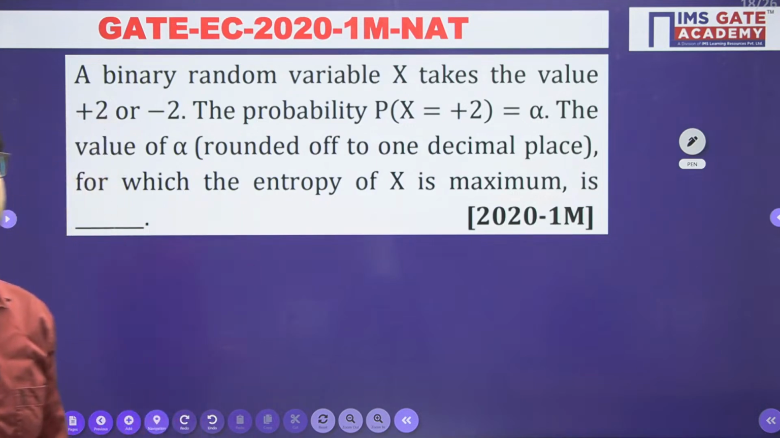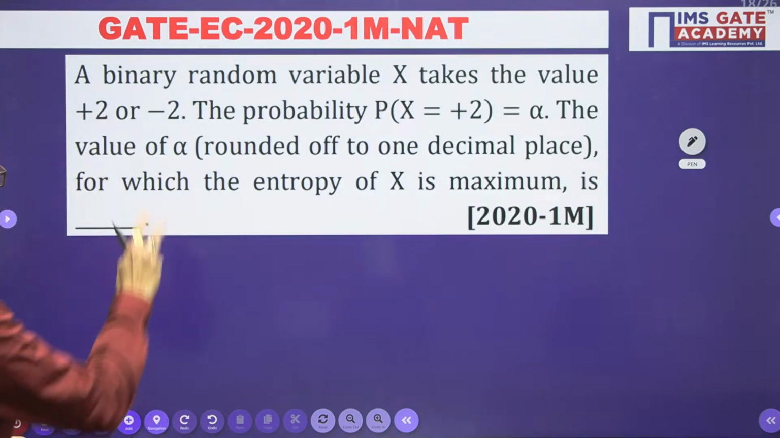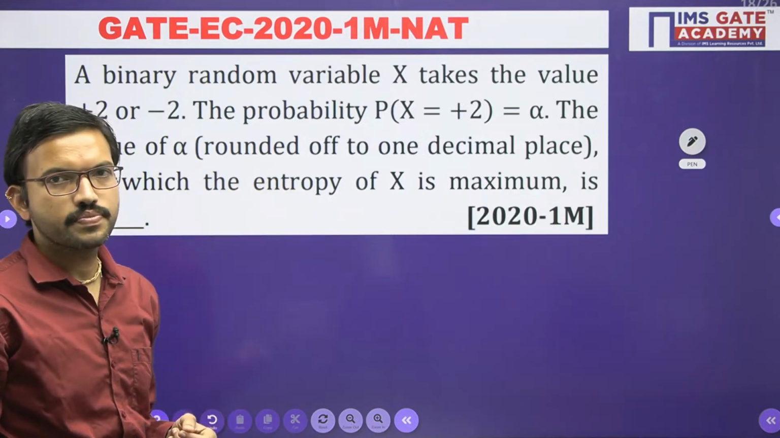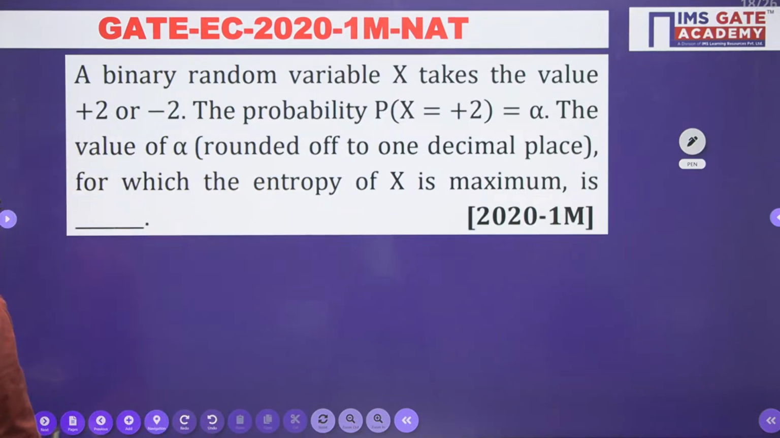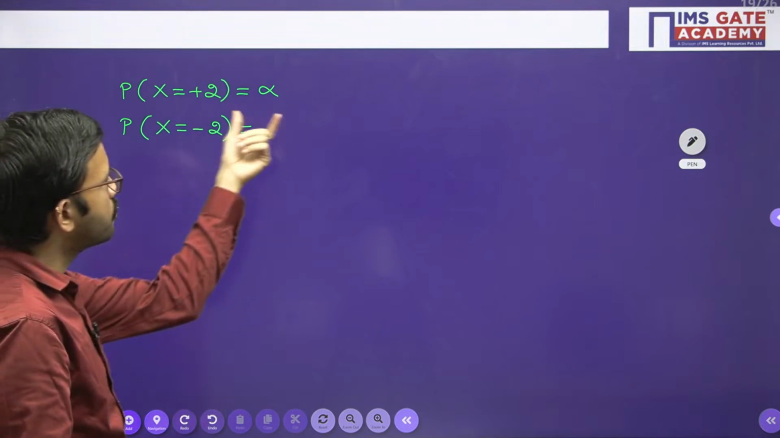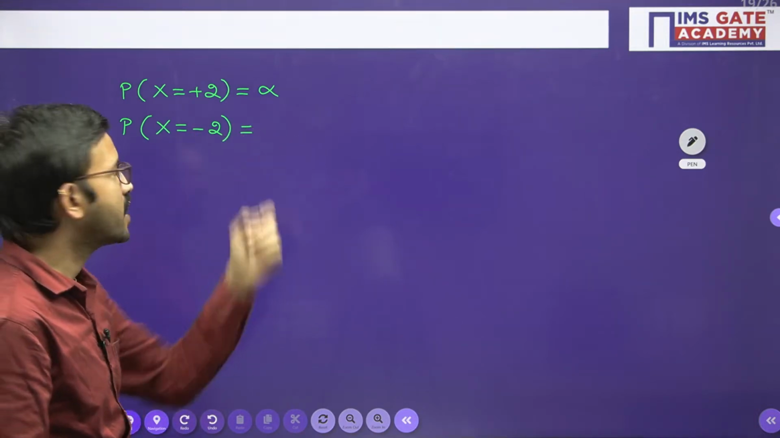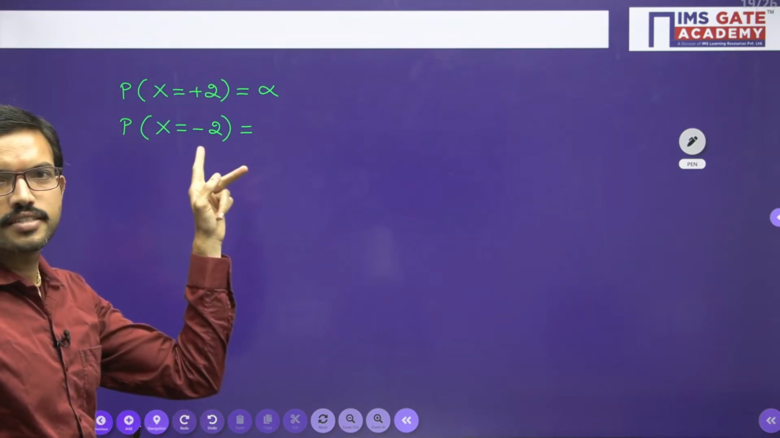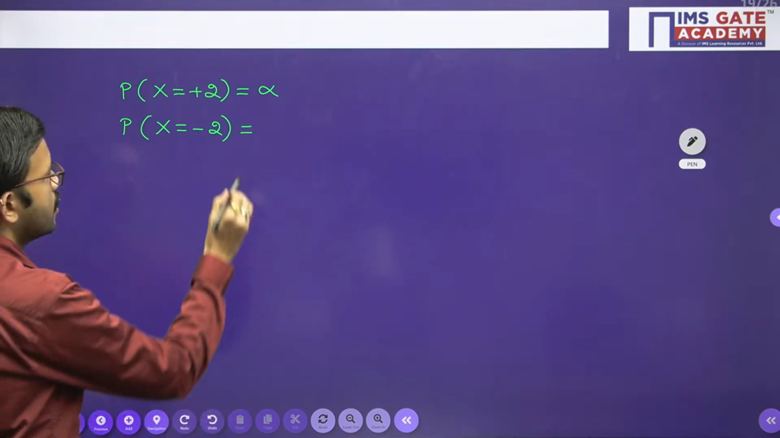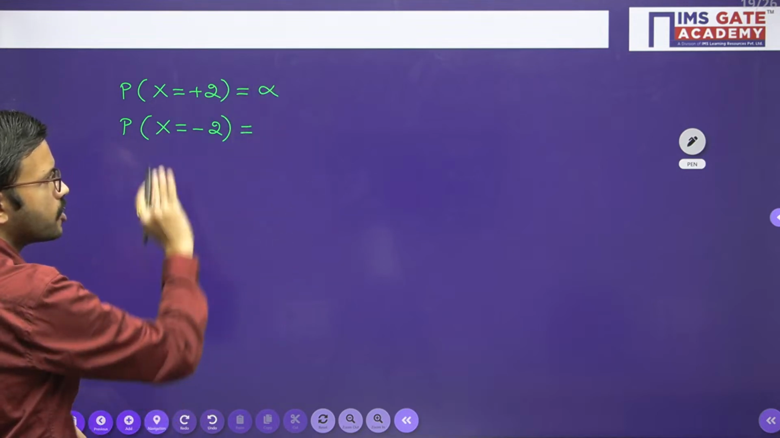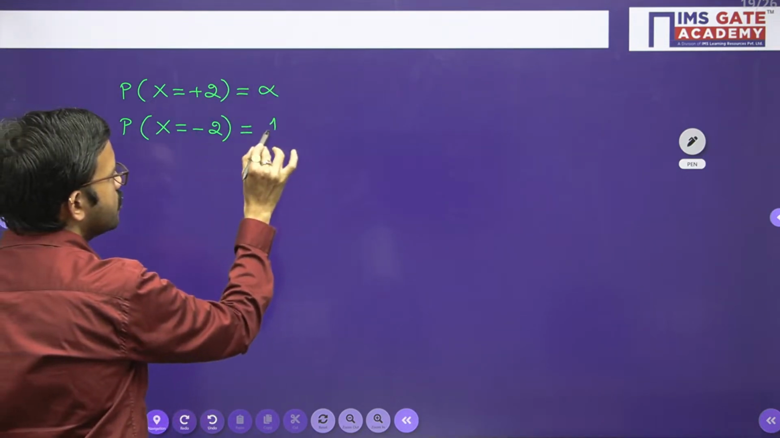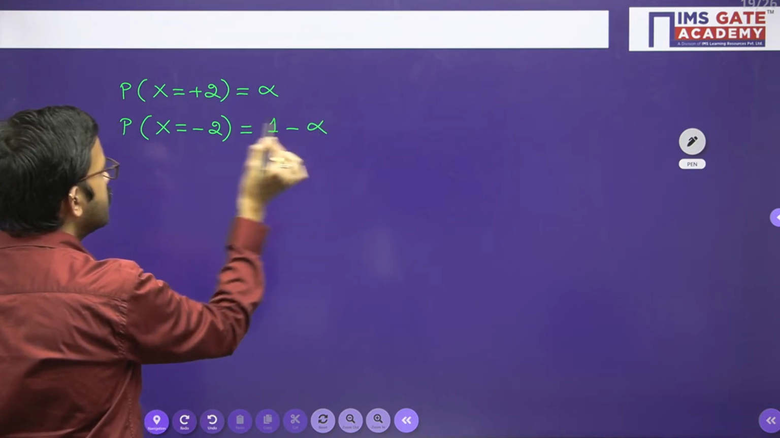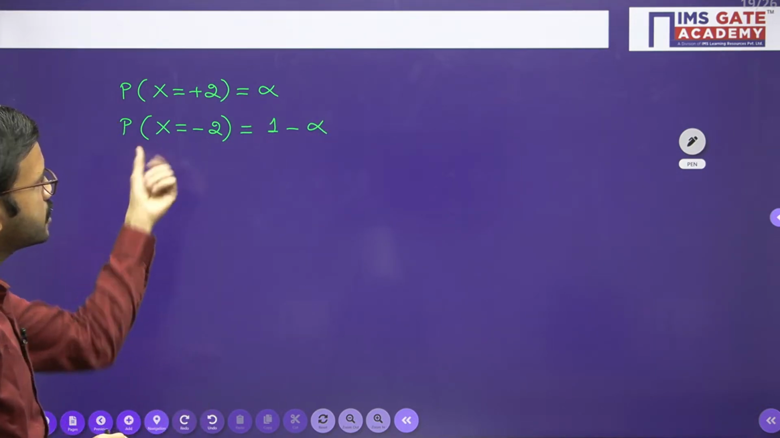See, here you are getting only two possible outcomes, either plus 2 or minus 2, right? For one case they have given the probability as alpha, so for the other case you will get only two possible outcomes, right? The sum of all the probabilities is equal to 1. From there, if you subtract this probability, that is nothing but the probability of getting this value.